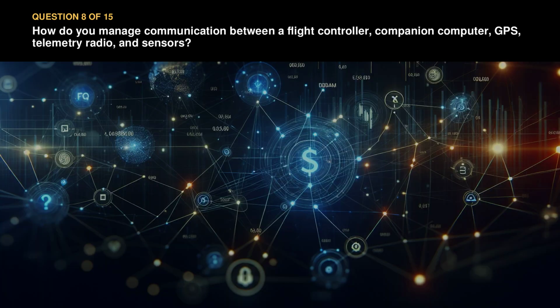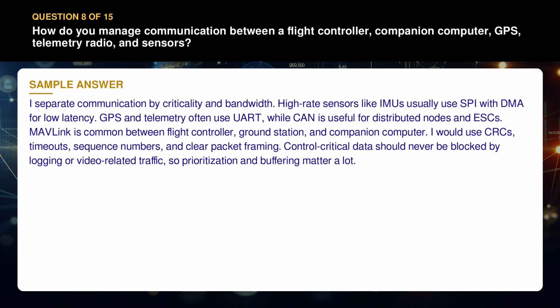Question 8. How do you manage communication between a flight controller, companion computer, GPS, telemetry radio, and sensors? I separate communication by criticality and bandwidth. High-rate sensors like IMUs usually use SPI with DMA for low latency. GPS and telemetry often use UART, while CAN is useful for distributed nodes and ESCs. Navlink is common between flight controller, ground station, and companion computer.